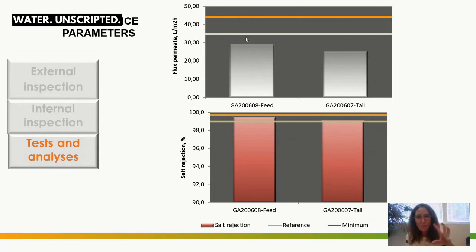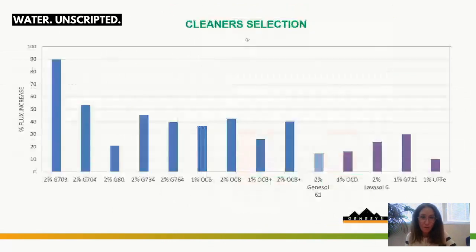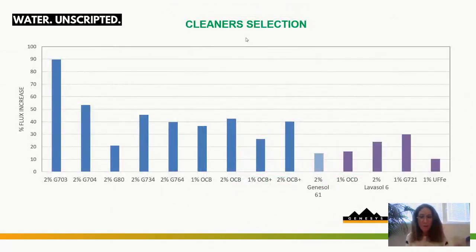And in any case, always based on these parameters, we carry out cleaning tests, which are the tools to check if the membrane performance can be recovered or not. So here I have included a graph of different tests done in one of our autopsies where we check different cleaners. And we check, for example, in this case, the increase in flux.